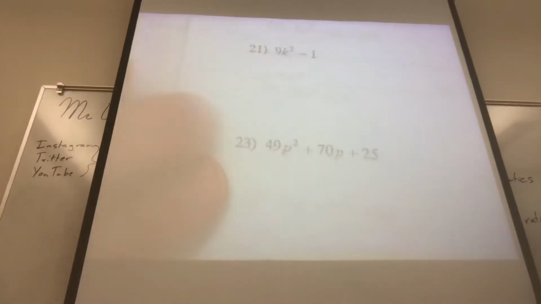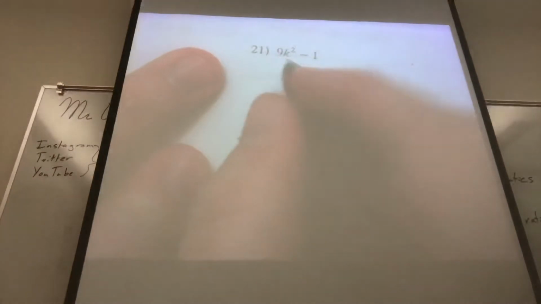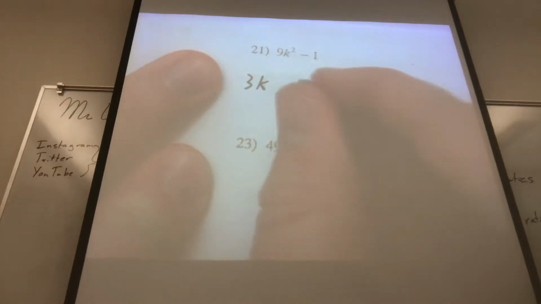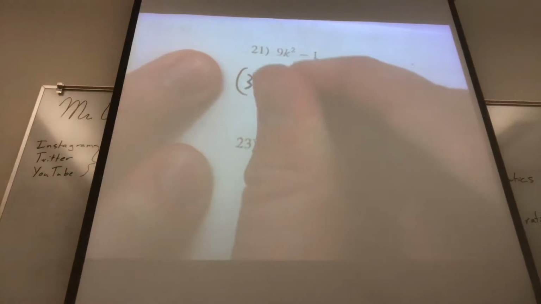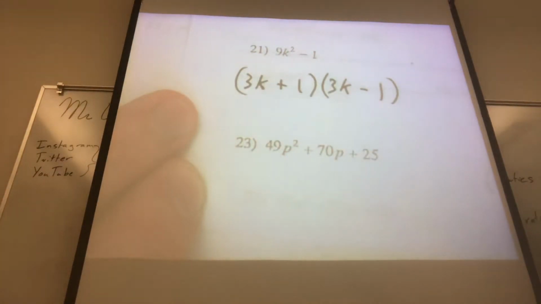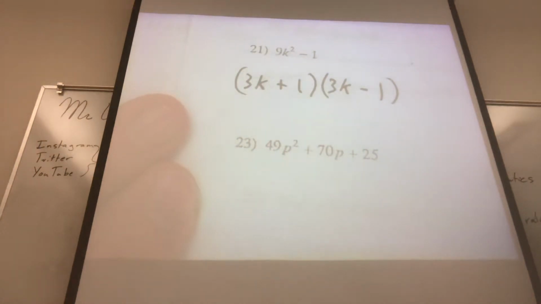If you look at number 21, very important to remember that 1 is a perfect square. So in this case, I have 9k squared. The square root of that is 3k. And I have 1. The square root of that is 1. So this is going to be 3k plus 1 and 3k minus 1. All right? Difference of squares. One of them's plus, the other one's minus. Other than that, they're identical.